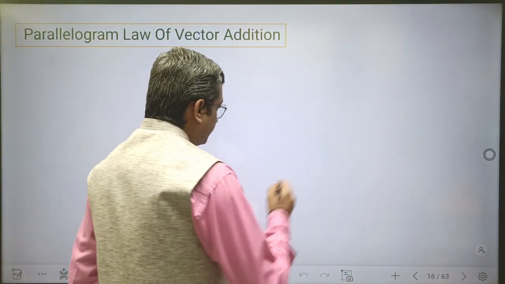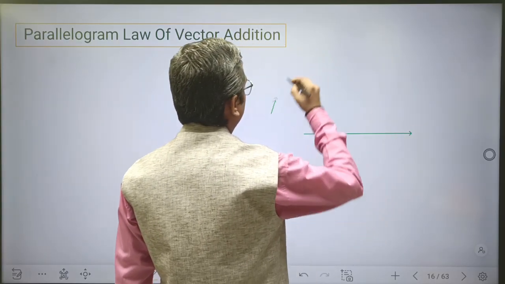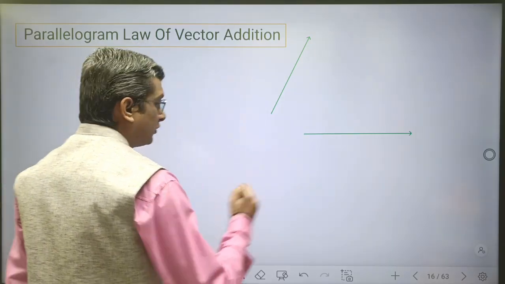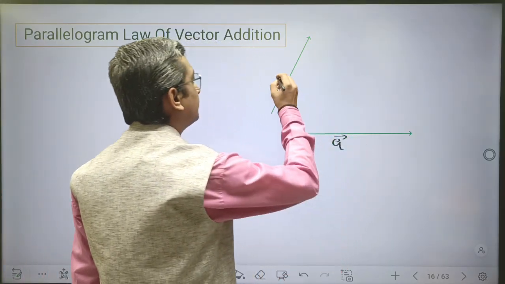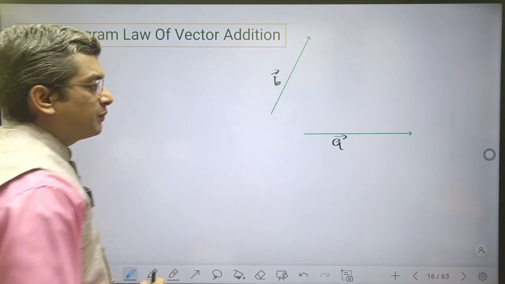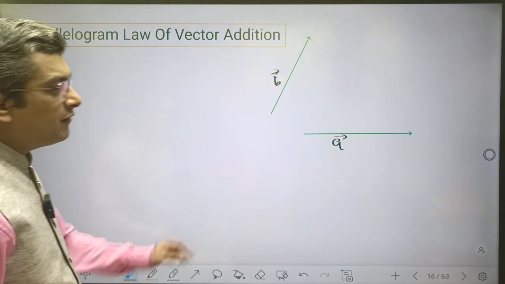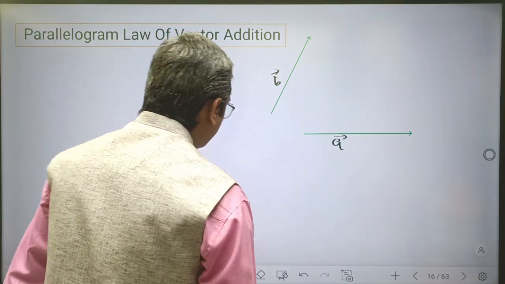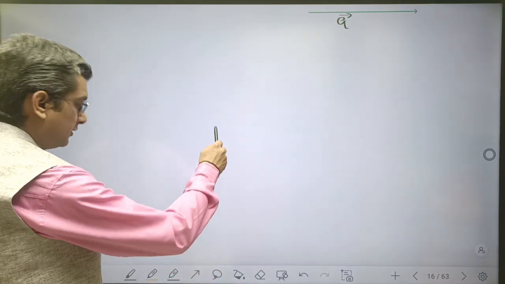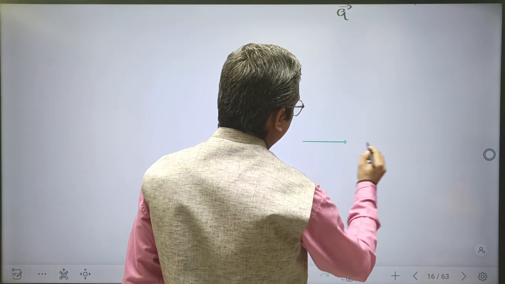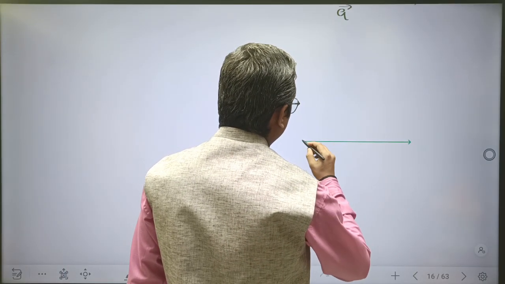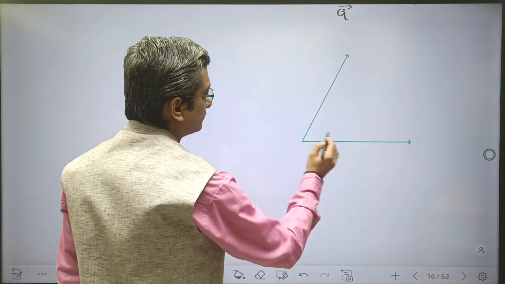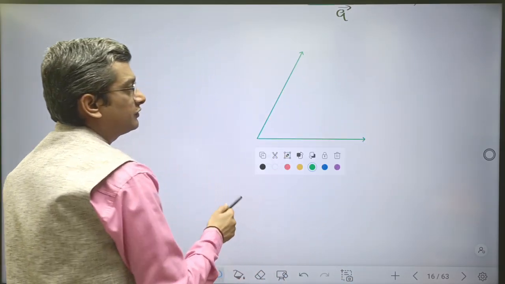Now suppose there are two vectors, this is vector A and this is vector B. So what does the parallelogram law state? It states that first we have to arrange these two vectors such that their tails coincide. So I draw the two vectors like this: this is vector A, and this is vector B. This is the first step.